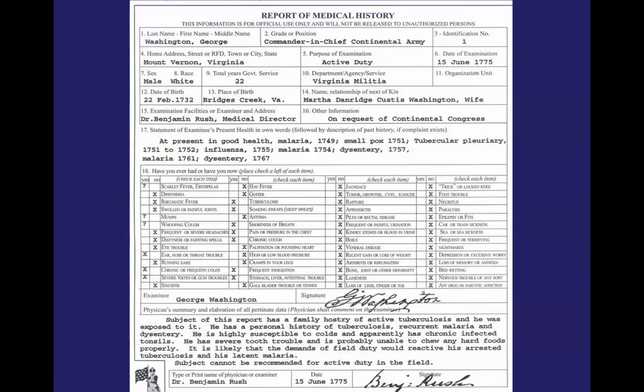This is kind of a fun thing I like to point out. This is a fake intake history and physical for George Washington as if he had been going into the Army nowadays, where it talks about his past medical history. It lists that he had malaria, smallpox, tubercular pleurisy, influenza, malaria and dysentery again. It goes through a variety of different things.